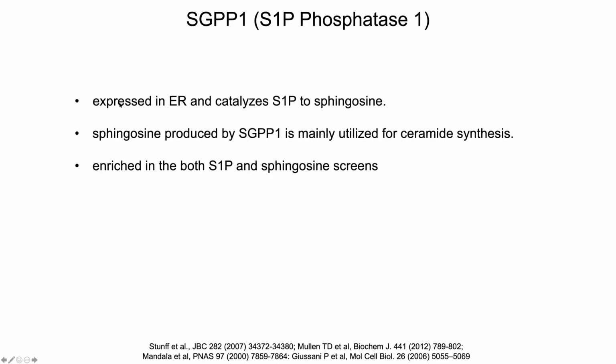SGPP1 is expressed, a big difference is that it's expressed in the ER. It also catalyzes S1P to sphingosine. It has been shown that sphingosine produced by SGPP1 is utilized for ceramide synthesis. And this was enriched in both the S1P screens and the sphingosine screens.